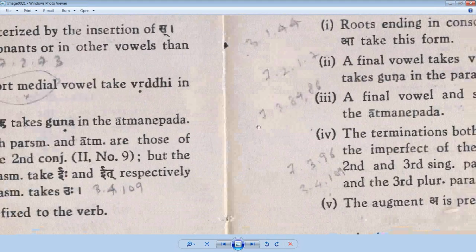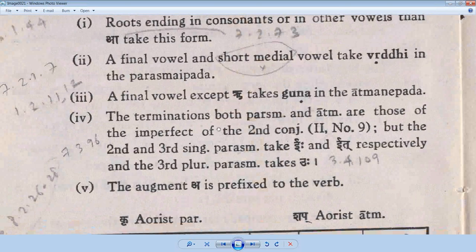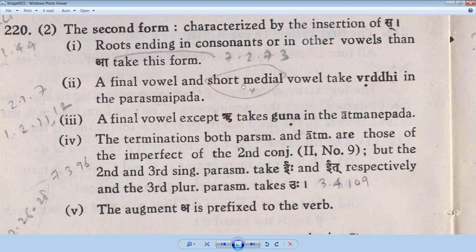Because if you look at the prior point, here he said that the short vowel... see, we made a correction then: short medial, you don't have short medial for any ach really. So we made the correction that time. In the prior point, he says both take vriddhi.